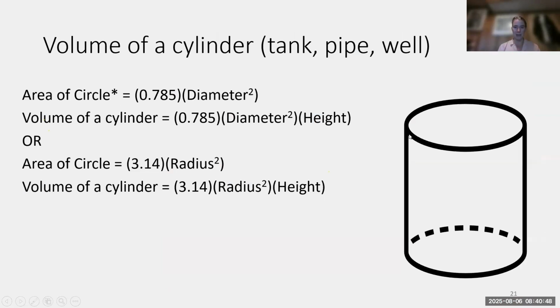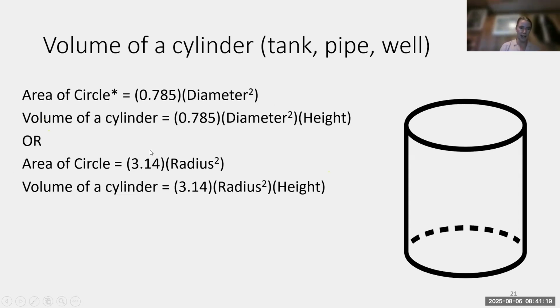we kind of think about it as a bunch of areas all stacked on top of each other, right? And remember that the area of a circle is 0.785 times the diameter squared, or pi times the radius squared. So a volume of a cylinder equals 0.785 times the diameter squared times also the height, because we're taking all those flat planes and just multiplying them by the height of the object. And that's going to give us our final volume.